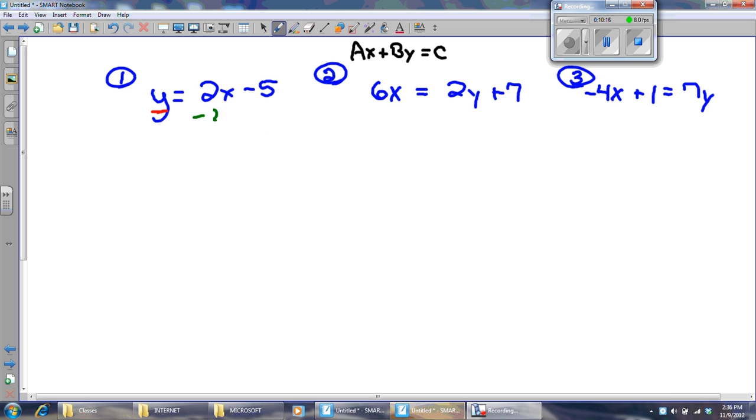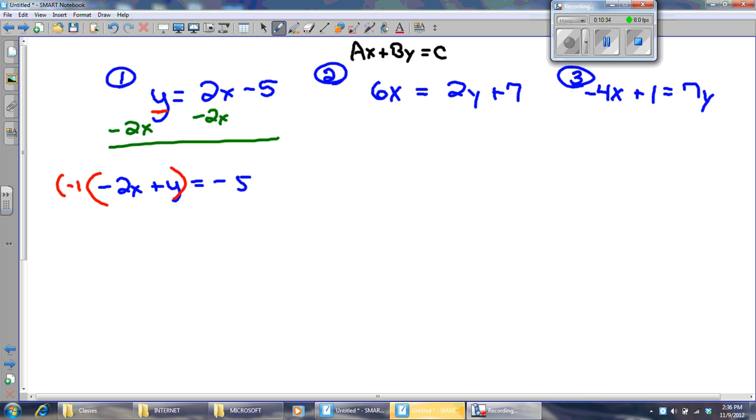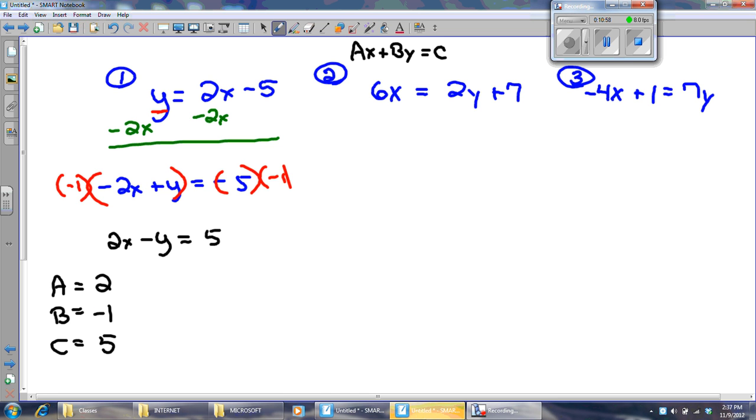So I'm going to take away 2x from both sides. Okay, negative 2x plus y, that equals negative 5. My a is not positive, so I'll multiply through by a negative 1. All right, so I'm going to get 2x minus y equals 5. And then I want you to correctly identify A, B, and C. Well, A is going to be 2, B is going to be negative 1, and C is positive 5.